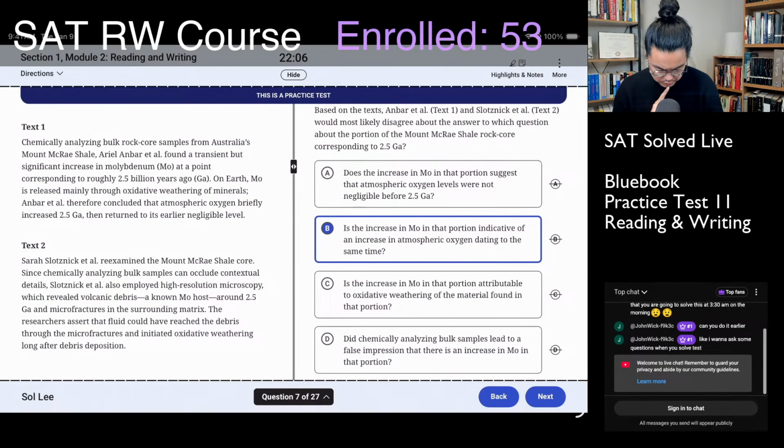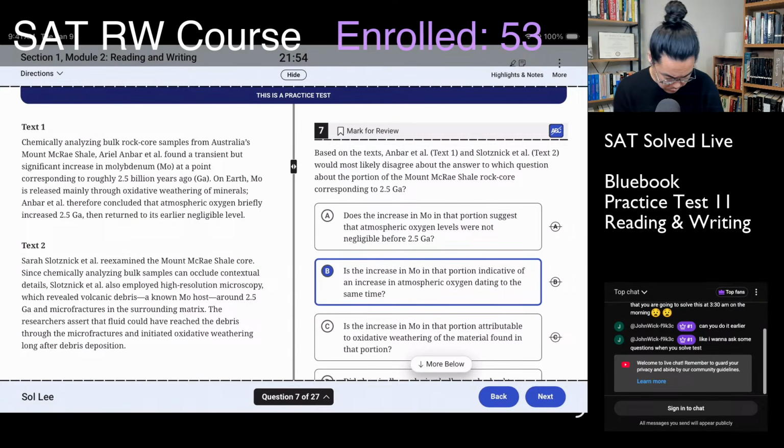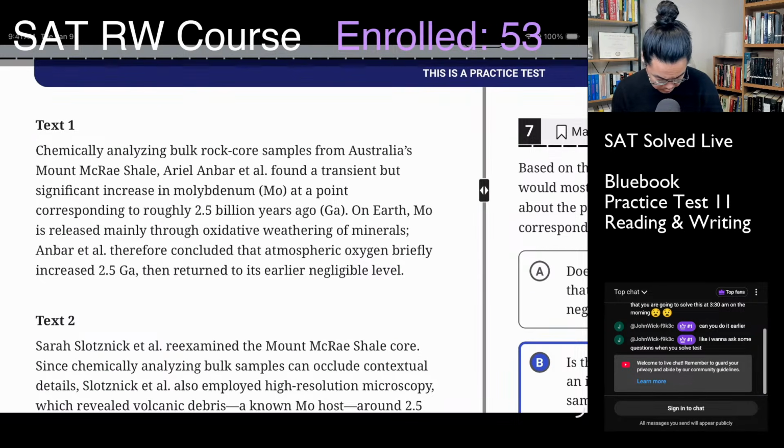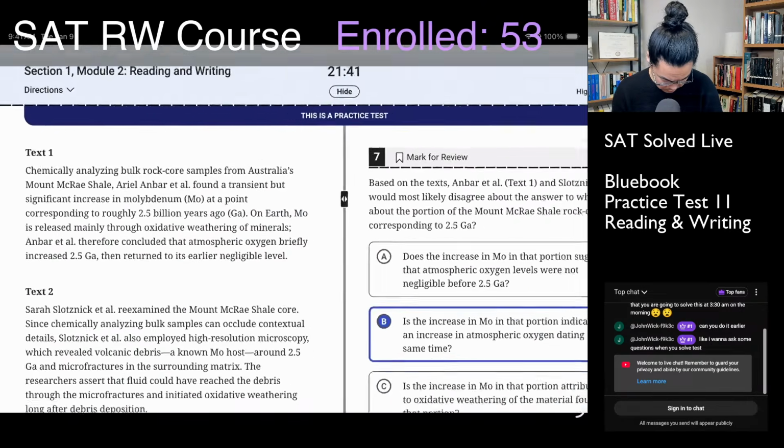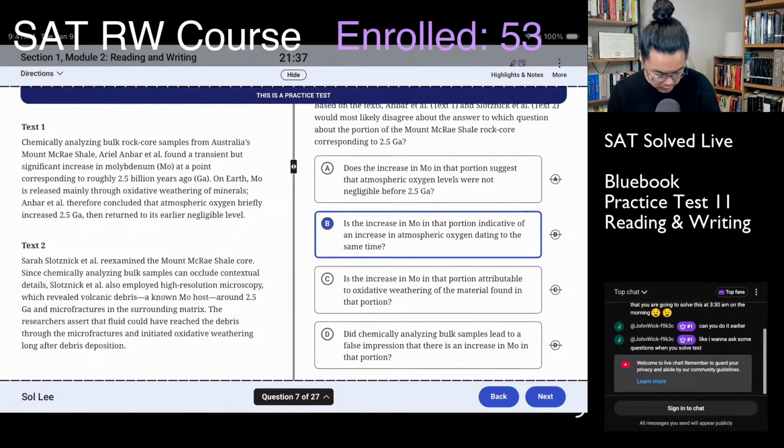Yes. In the portion. Is the increase in Mo in that portion about the portion that corresponds to? Is it only limited to that portion?